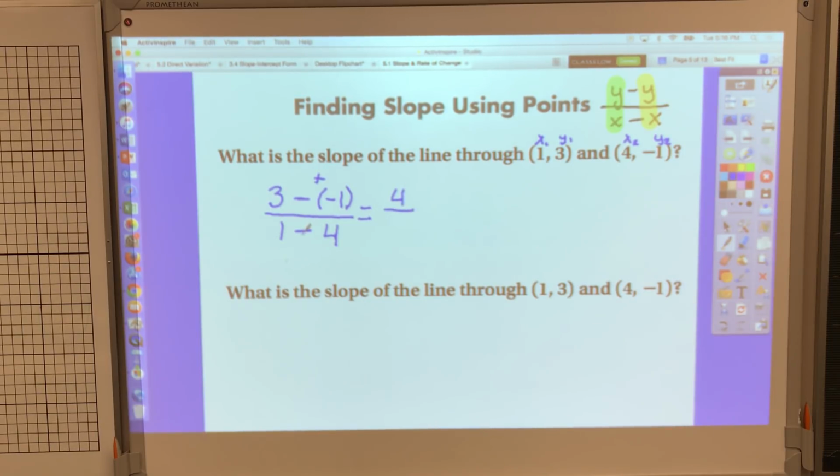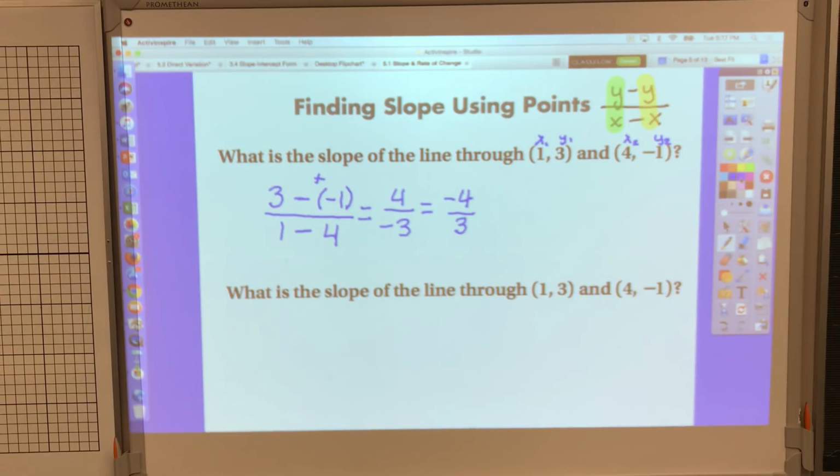And 1 minus 4 is negative 3. Okay? Which when we write an actual slope, remember we never put, or a fraction even, we never put that negative in the denominator. You need to either write it in your numerator or out front of that fraction bar. So for this set of ordered pairs, my slope is a negative 4/3.